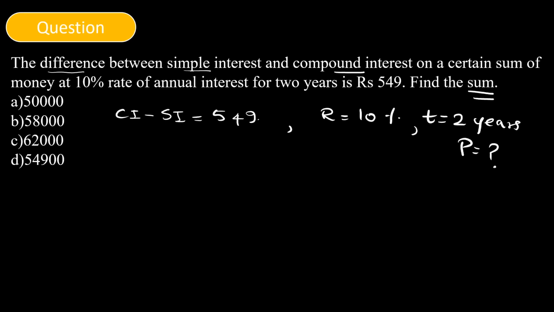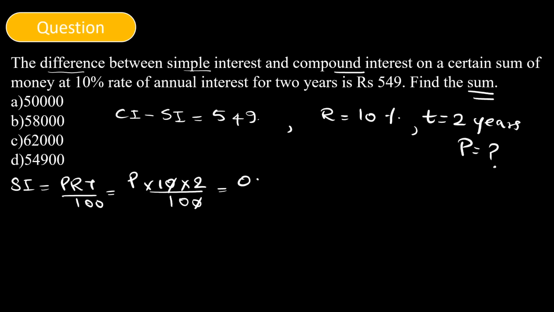So first we will find the simple interest. That is, simple interest is equal to PRT divided by 100. That is, P is unknown. Rate 10 into 2 divided by 100, which is 2 by 10. That is 0.2 P. This is the simple interest. Now we will find compound interest. To find the compound interest, we have to find the amount. That is, compound interest equals amount after time t minus P.